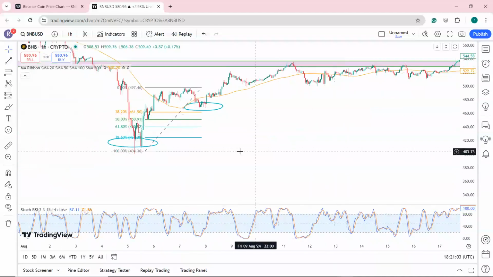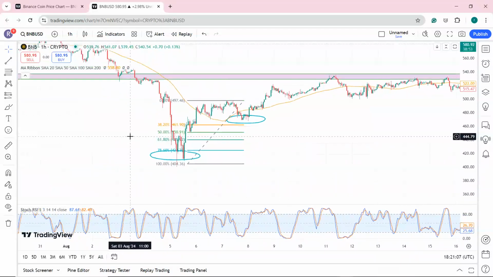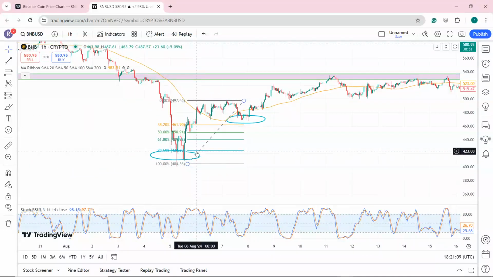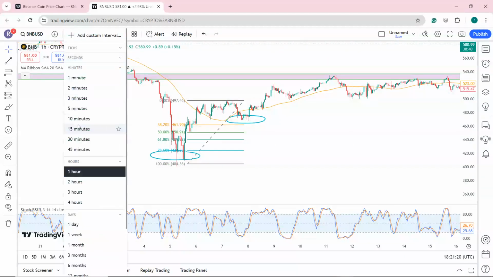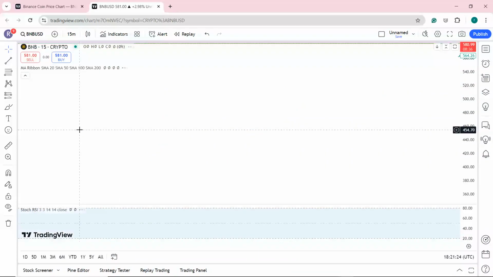I hope you guys understand this now. So this fib retracement will help you. That's why I tell you that I use the four-hour time frame to understand my trend and market structure. Then I use the 15-minute to 1-hour time frame to enter into the market. Now let's go to the 15-minute time frame because I mostly use the 15-minute time frame to enter the market.